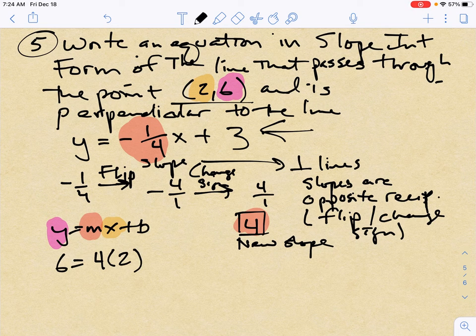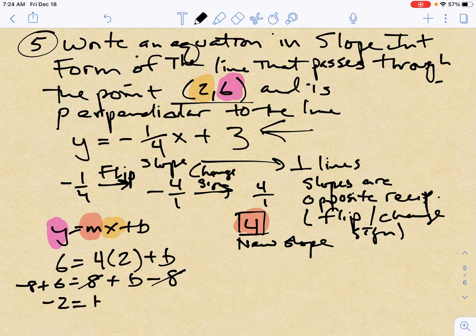And you know what? I highlighted the wrong. I should probably unhighlight this because we don't need that anymore. So 4 times 2, and then plus b. Because I want to find b, so I can write this finished equation. So we have 6 equals 8 plus b. We're going to subtract 8 from both sides. I'm going to do that using the horizontal method. And then these 8's cancel. Then you have negative 8 plus 6 is negative 2 equals b.